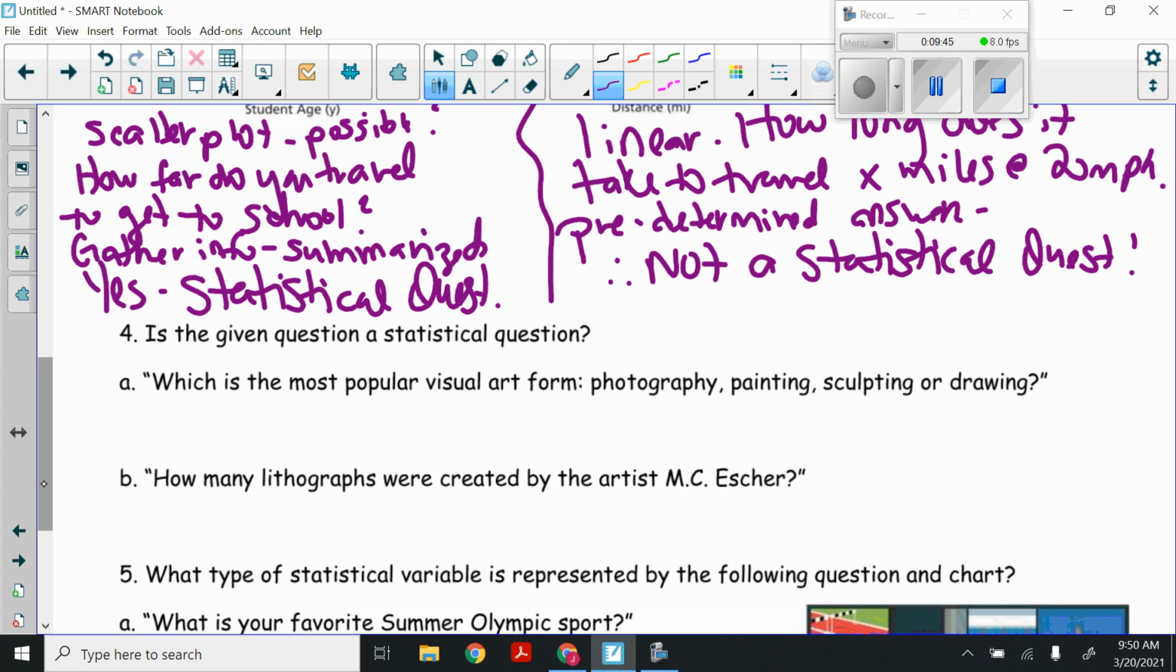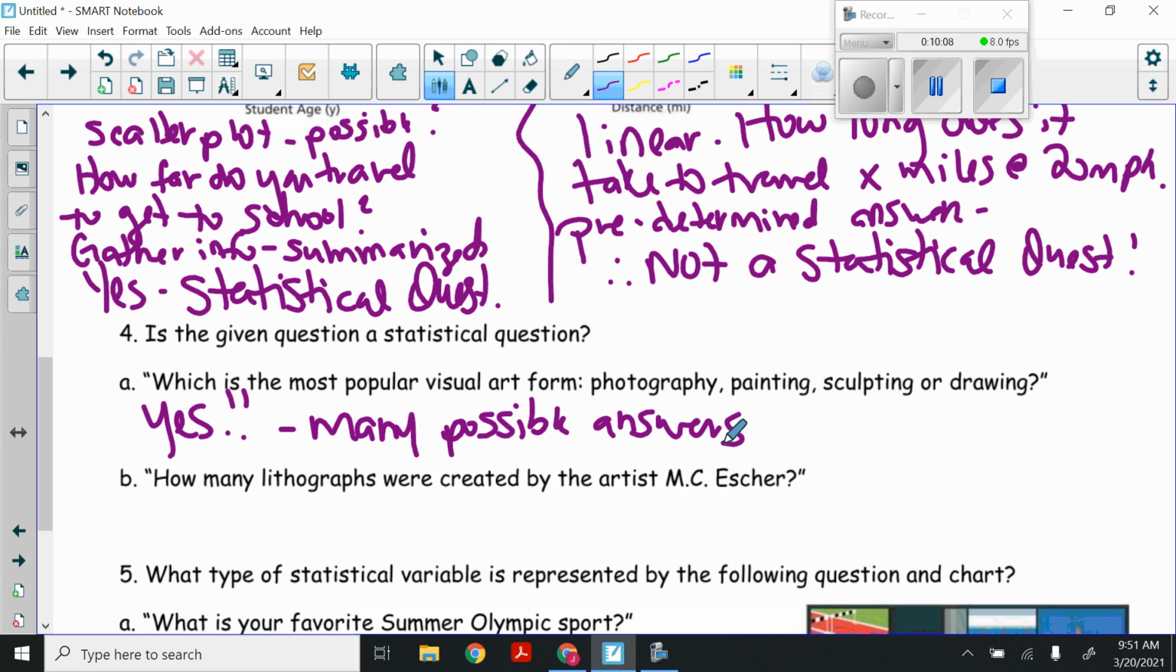Would we be able to get different answers from this question? Yes, depending on who we asked. Right? Not everybody that we interview is going to have the same answer. So yes, this is a statistical question because there are going to be many possible answers. So we could get many possible answers, and then we could summarize those answers.